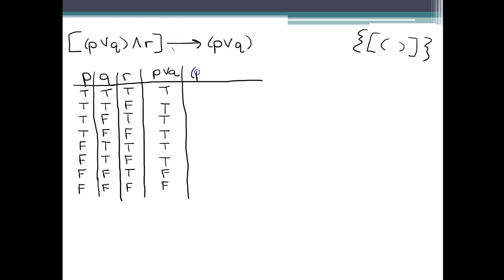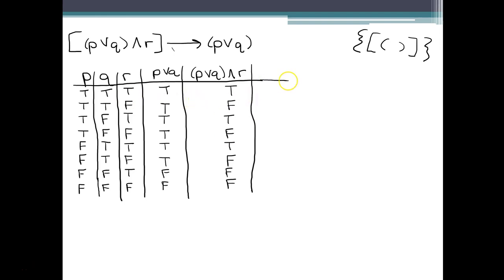Okay, working our way out, we have the P or Q and R. So the P or Q column and R column. And they both have to be true to be true. So T and T is true, T and F is false, T and T is true, T and F is false, T and T is true, T and F is false, F and T is false, F and F is false. So one time it's true is if both are true. All the others are false.